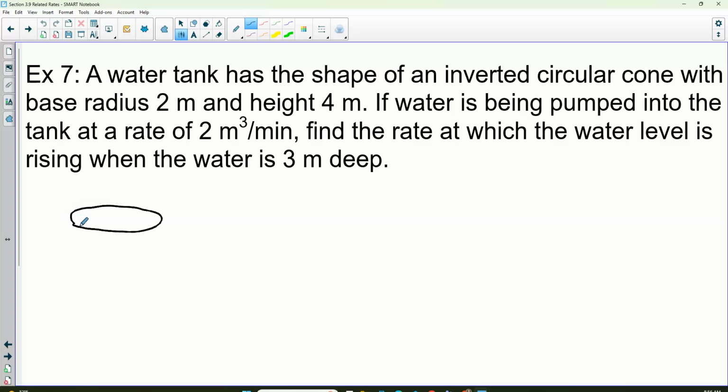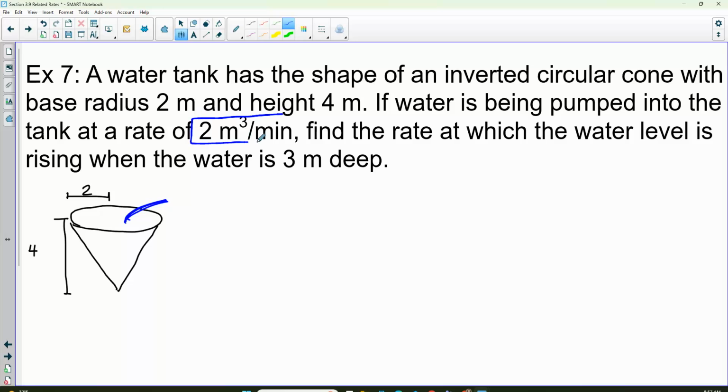So we've got an inverted, just means an upside down, circular cone. Okay, the base radius, so that means my radius right here is 2 meters, and the height of the whole thing is 4 meters. Water is being pumped into the tank. So we've got water coming in here at a rate of 2 cubic meters per minute.